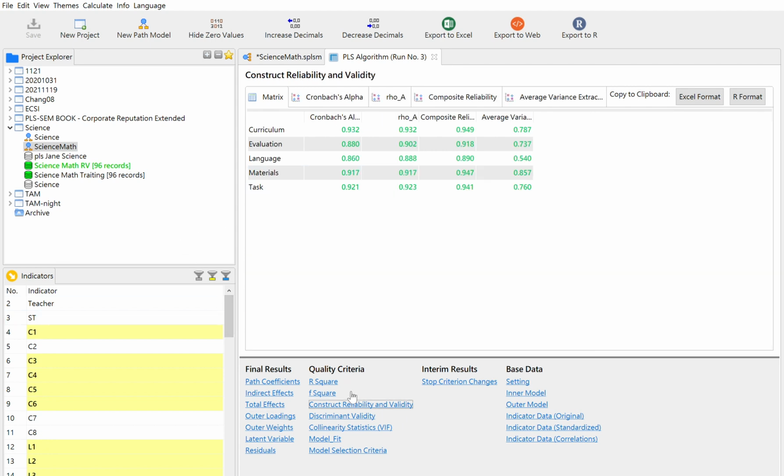And let's take a look at construct reliability and validity, especially the composite reliability. You can see here it's all below 0.95. This is fairly close, but at least it's below 0.95, and so are these two. And so by deleting the items that I mentioned above, composite reliability was met, and the AVE, yeah.